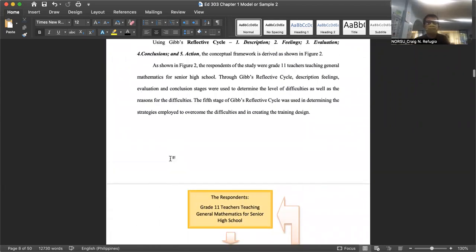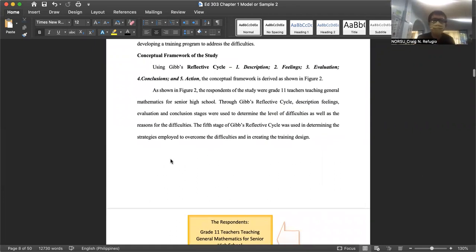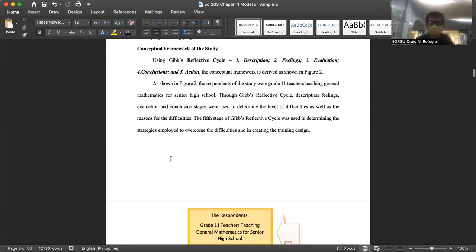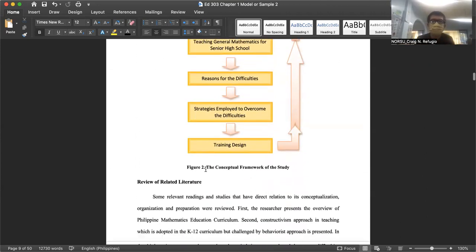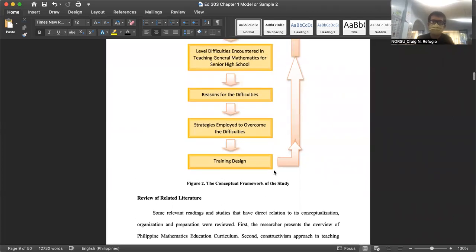Then we will go to the conceptual framework. Part of the sample model that I have uploaded is on the conceptual framework. The conceptual framework is a framework that diagrams the overall study, the overall research proposal. In here, it is stated as shown in figure 2, which we call the conceptual framework of the study.